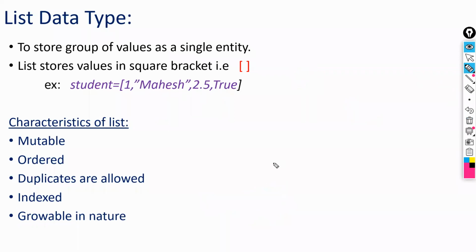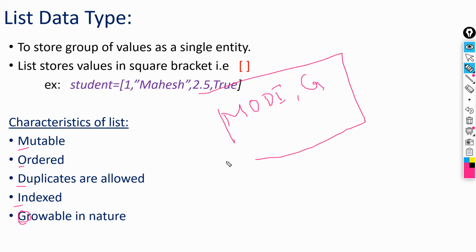How can we remember these characteristics? Simply, who is our PM? Modi, right? Which state is he from? Gujarat. MODIG. That's it. Actually, it's not like that, but for easiness, I reframed the sentences.